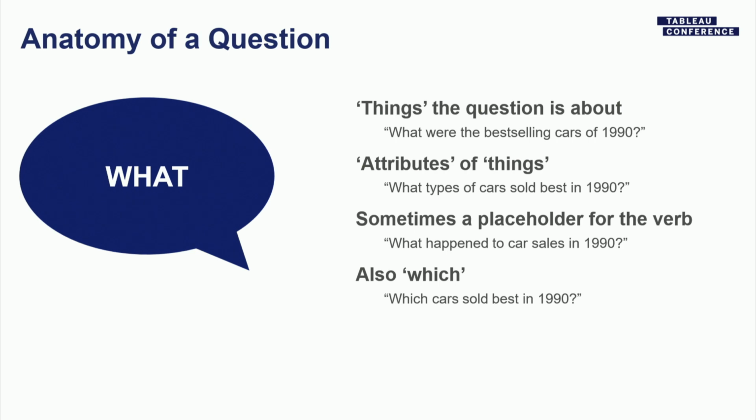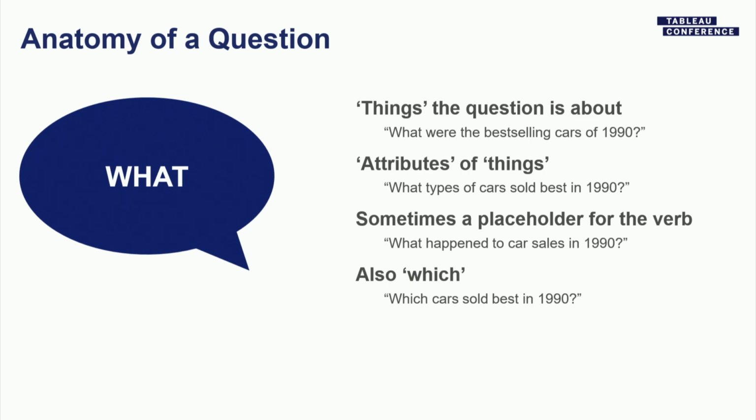So if we look at these individually, we can get a sense of how they impact things. What is a great place to start? It talks about the things your question is about. What were the best-selling cars of 1990? But it can also be the attributes of things. So not just the things themselves like cars, but also the types of cars, the makes of cars. Sometimes it's actually a placeholder for the verb. So what happened? There, you don't know what happened. Something happened. Maybe it went up, maybe it went down. It's a placeholder for the verb.